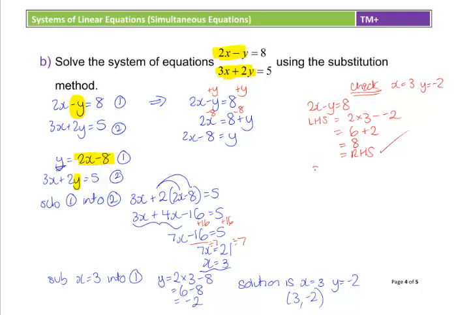So that's correct. My next equation, left hand side, is 3 lots of x, which is 3, plus 2 lots of y, which is negative 2. 3 times 3 is 9, 2 times negative 2 is negative 4, so that's 5, which is my right hand side. So I now know that that is a correct solution.